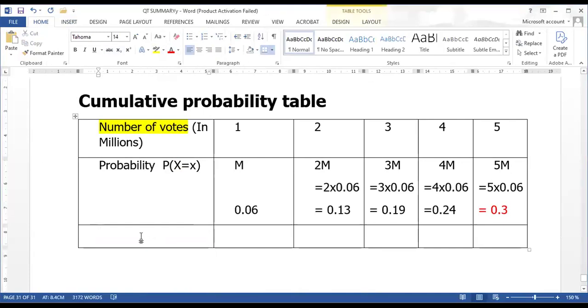Now we need the cumulative probability. I need to accumulate. I need to aggregate the cumulative probability. How do I get the cumulative probability? You add. The starting point is 0.06. Then I keep on adding. I get 0.06. I add this one. What do you get? 0.06 plus this. What do you get?